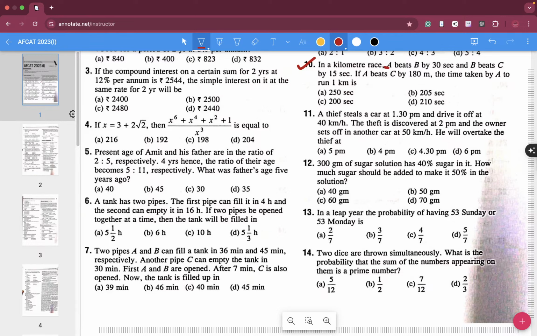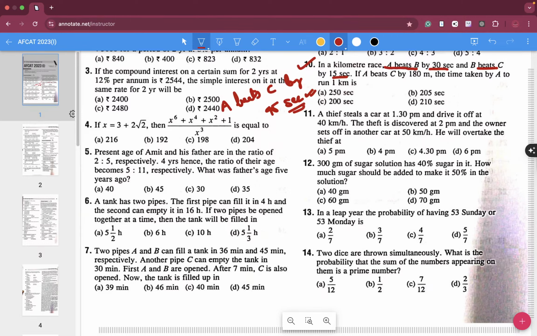If A beats B by 30 seconds and B beats C by 15 seconds, which means A beats C by how much? A beats C by 45 seconds. This thing is pretty much clear, right?